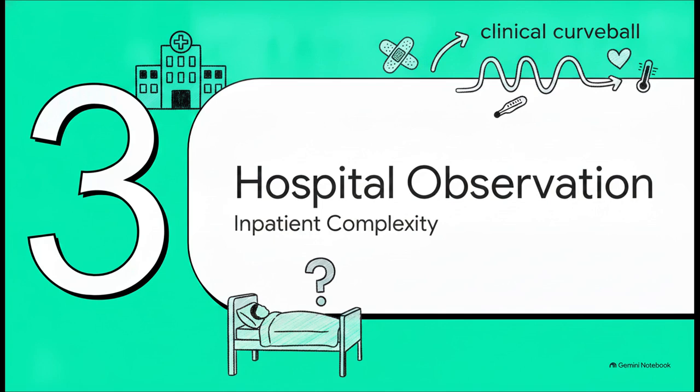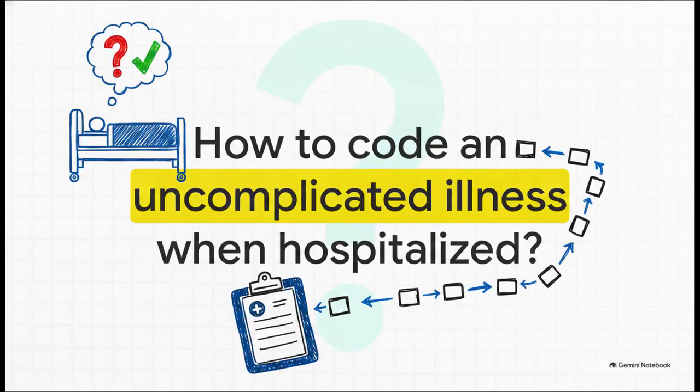Section 3, hospital observation and admission. Let's throw a bit of a clinical curveball into the mix. So, what happens when an uncomplicated illness lands a patient in a hospital bed? It feels like a huge contradiction, right? Your gut reaction might be, well, they're admitted, so the complexity has to be high. But hold on a second. We really need to look at exactly why they are in that bed.